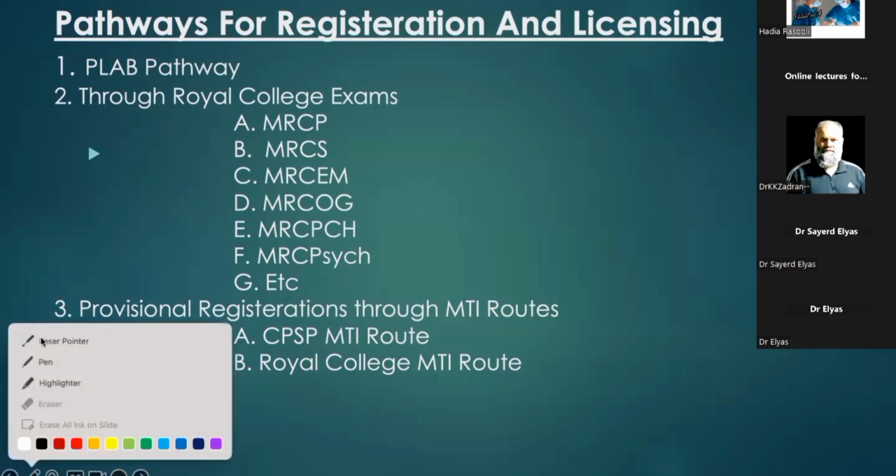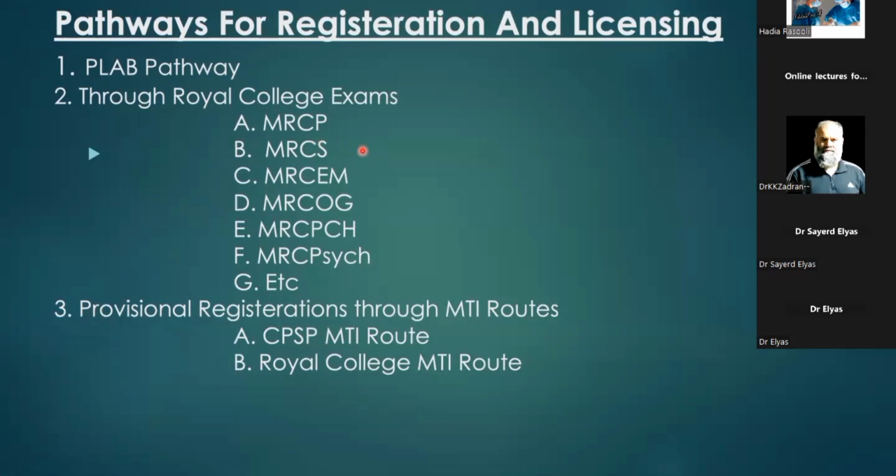These pathways include MRCP for the medical specialists. These are Royal College exams. After clearing these exams, you would be able to get a license to practice with the General Medical Council, and you can get your registration, okay? So MRCP is the Royal Membership exam for the medical specialists. MRCS is for the surgeons. MRCEM is the Royal College exam for the emergency medical specialists. MRCOG is for the gynecologists and obstetricians. MRCPCH is for the child specialists. The child specialists can take these exams of the Royal College and can get registration and licensing with the General Medical Council. The other is the MRCPsych for the psychiatrists, and so on.